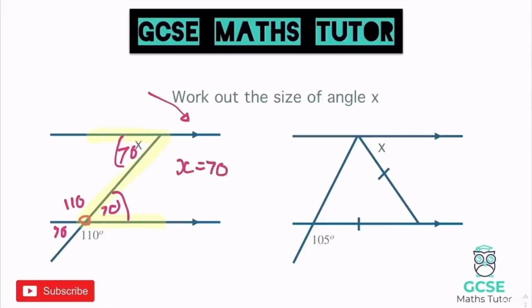And we'd normally be asked to give our reasons there. So my reason may have been angles on a straight line equal 180, and that's how I got the 70. And then I would have said alternate angles are equal, and that's really important the way you say that. So alternate angles are equal.